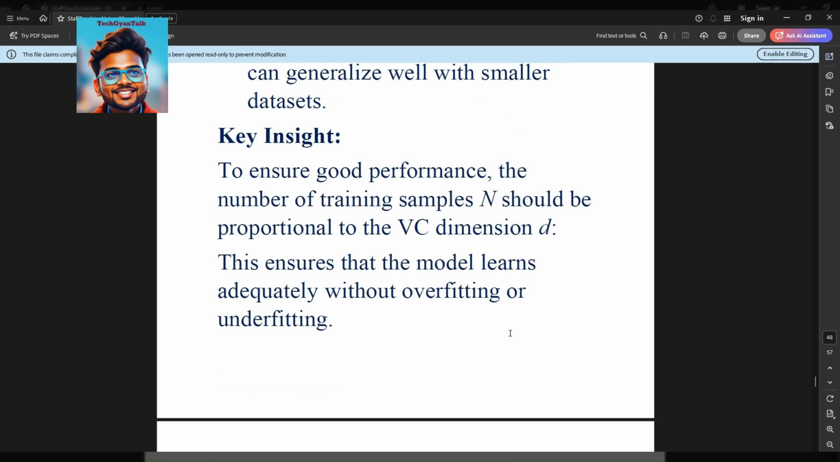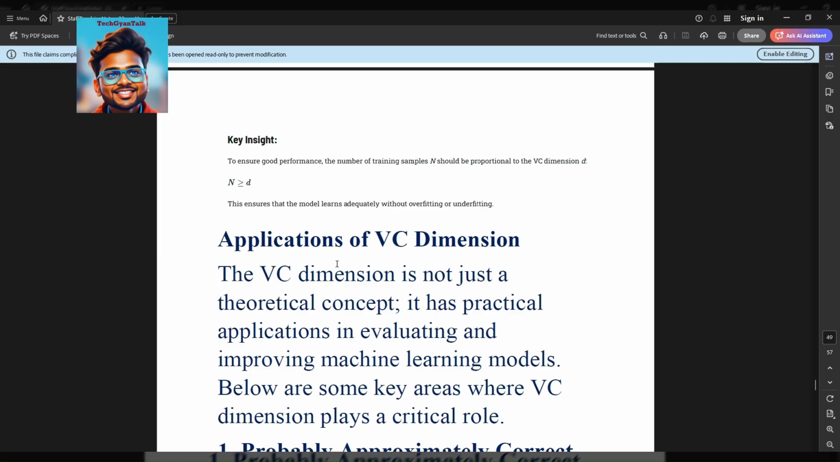Key insight: to ensure good performance, the number of training samples n should be proportional to the VC dimension d. Capital N greater than or equal to d. This ensures that the model learns adequately without overfitting or underfitting.